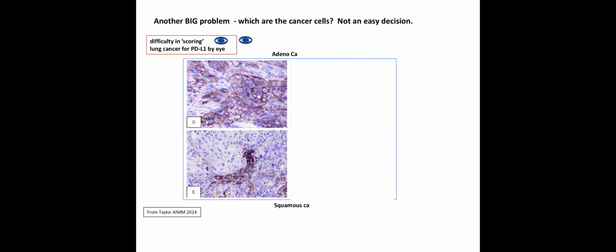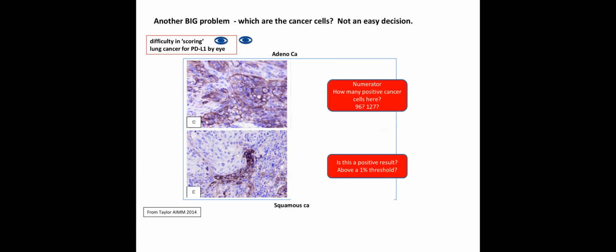As pathologists, clinicians think, and we perhaps don't disabuse them, that we can easily distinguish cancer cells from other cell types like macrophages. I have convinced myself that we cannot do that in this context on a cell-for-cell basis. We can do it amongst populations, but not individual cells. So at the top, this is an adeno-CA stained for PD-L1. How many positive cancer cells are there? 96, 127, 150? It's hard to tell. We certainly can't count them.